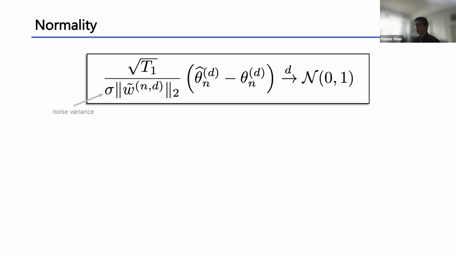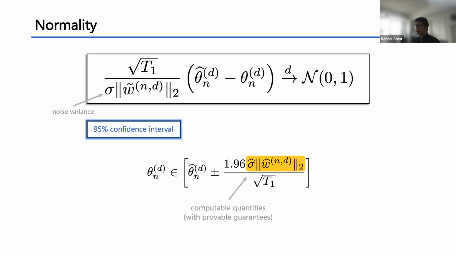Finally, we proved that the error between our estimate and the true causal estimate, once normalized by square root T1 over sigma, which is the noise variance, and the L2 norm of the minimum norm W, converges in distribution to a standard normal. In turn, this then allows us to construct confidence intervals. For instance, we can compute a 95% confidence interval using the expression you see on the screen, where very importantly, the quantities within our intervals are not only tractable, but also come with provable guarantees, the details of which can also be found in the manuscript.